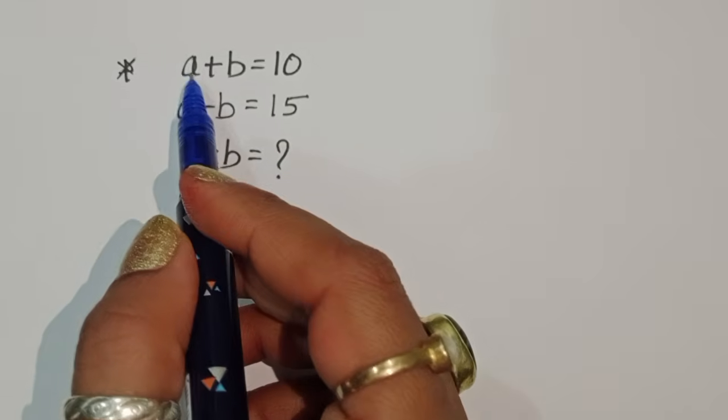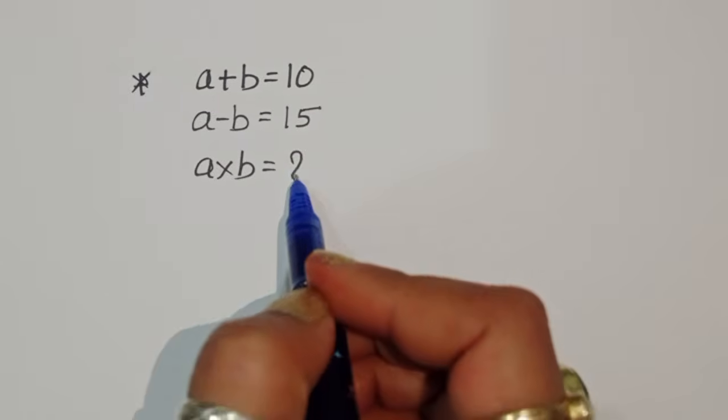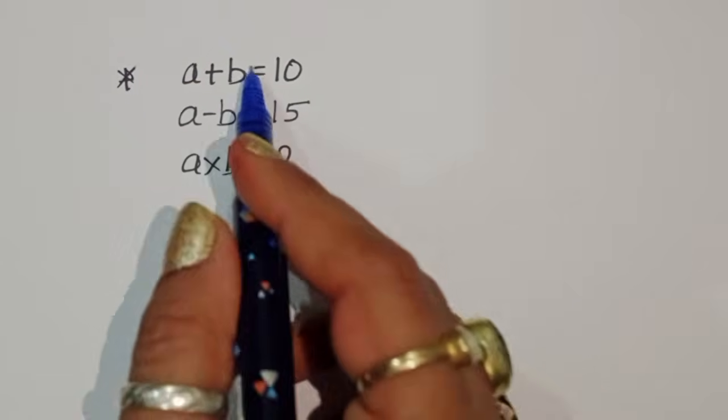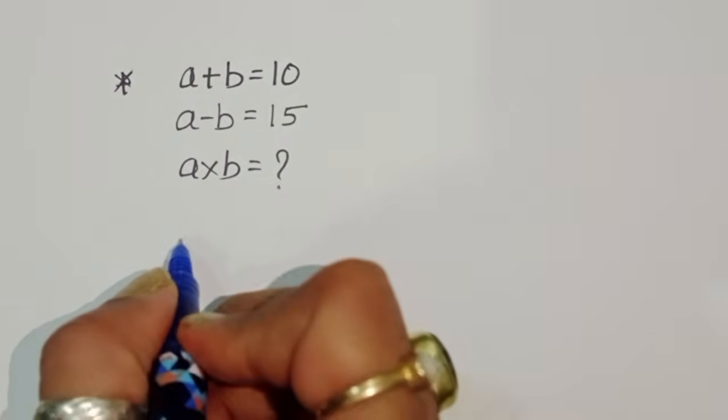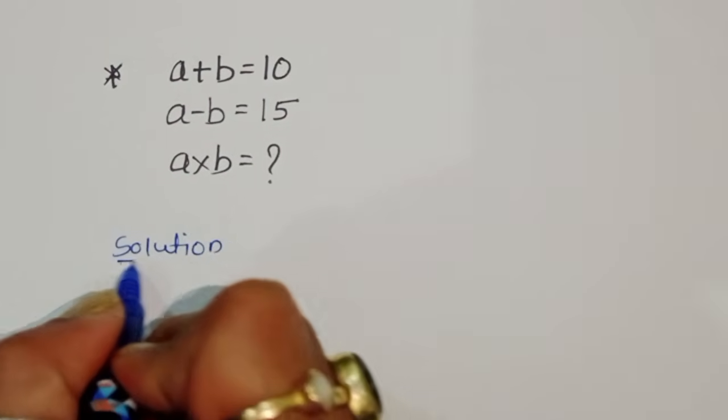Question: given a plus b is equal to 10, a minus b is equal to 15, a times b is equal to what? We have to find out the value of a times b here. So this is the solution. Let's see how we can solve this.